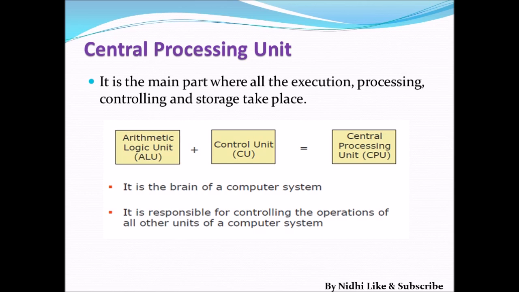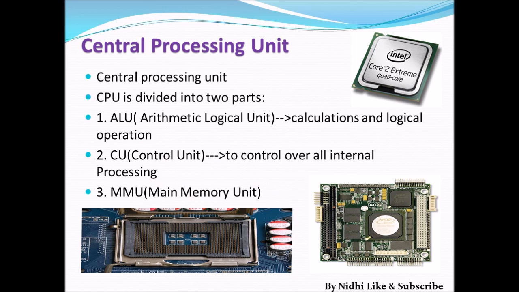Here you can see the inside of a CPU, that is the motherboard, and the CPU also has a microprocessor chip that you can see here. It is in the form of an Intel Core 2 Extreme Quad Core processor. This ALU and CU we have already discussed, and MMU is the memory management unit, the main memory unit.